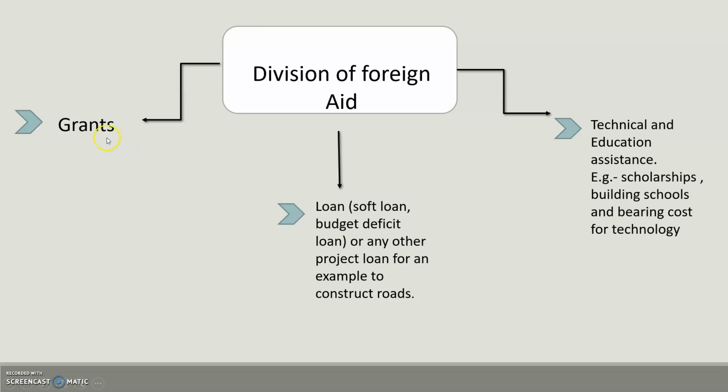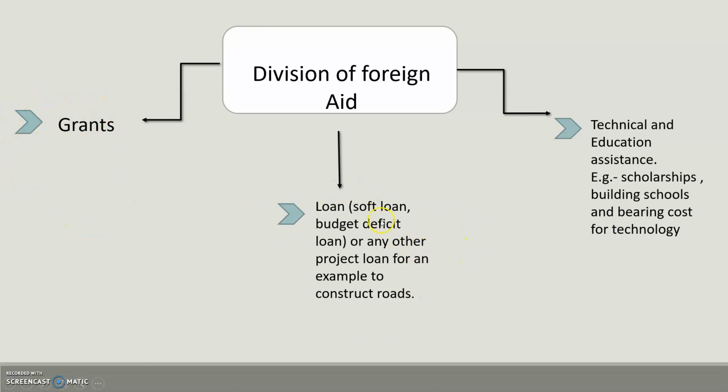Next one is how foreign aid is divided. Division of foreign aid: it is divided as grants, as loans, and as technical and educational assistance. Grants. What do you mean by grants? Here you don't have to return anything. It's like a gift.